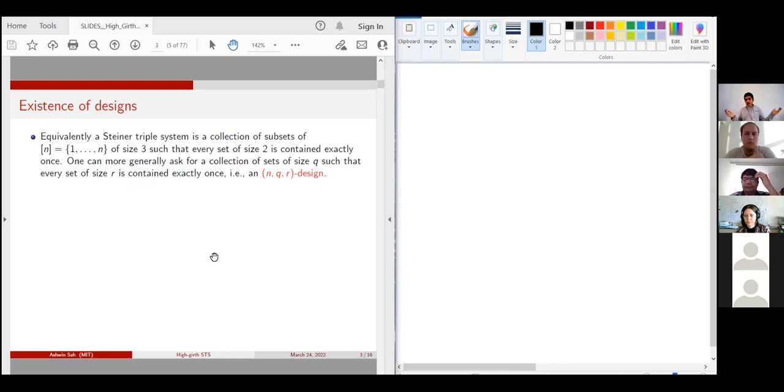Great. So perhaps more generally, you could look at designs. Another way of thinking about what the Steiner triple system is doing is we have n elements, and we take some collection of sets of size 3, such that every set of size 2 is contained in exactly one set of size 3. You can convince yourself this is the exact same thing as the graph terminology. More generally, you could ask, if you give me some q and some r, where q is greater than r, I want a collection of sets of size q such that every set of size r is contained exactly once. This is called an (n, q, r) design. For example, if q is 4 and r is 2, this looks at decomposing K_n into K_4s. Or if r is 3, it looks like decomposing a three-uniform hypergraph in some way, and so on and so forth.